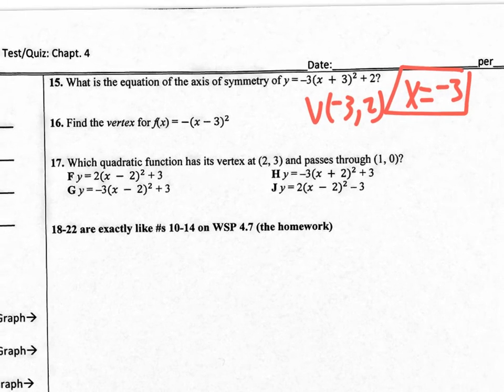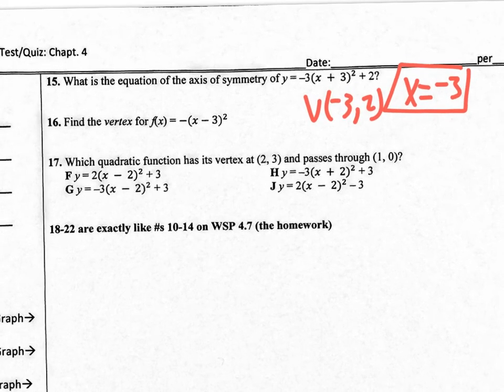Let's look at the next one right here on the test tomorrow. Find the vertex. Well, that one's easy. It's simply h and k. So once again, my vertex for this next one will be positive 3, and the k value is 0. There is no k value.